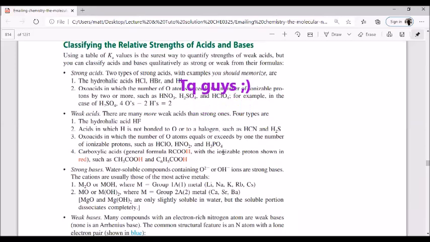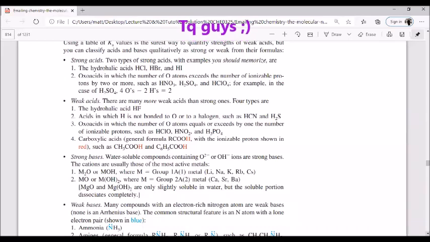Understand? Please have a look at this so that you get ideas to classify acids and bases. Alright, I think I stop here.